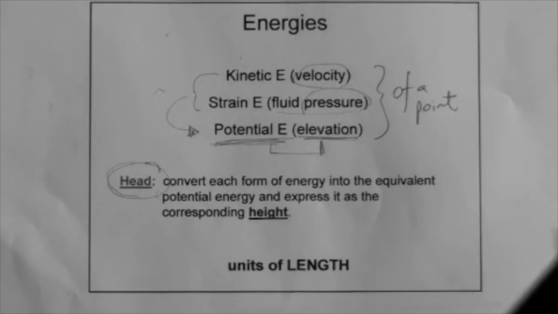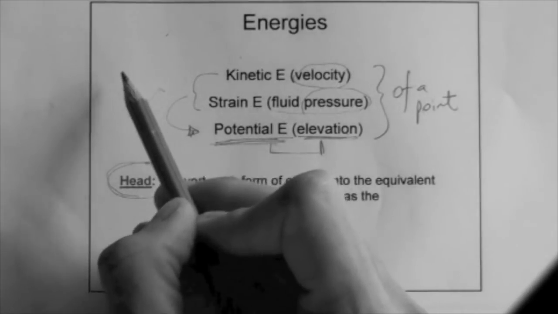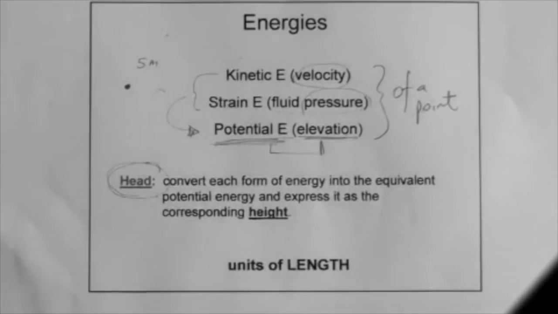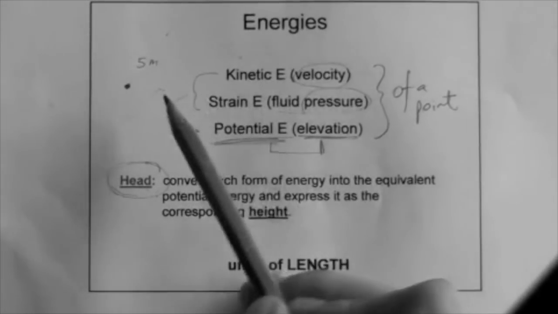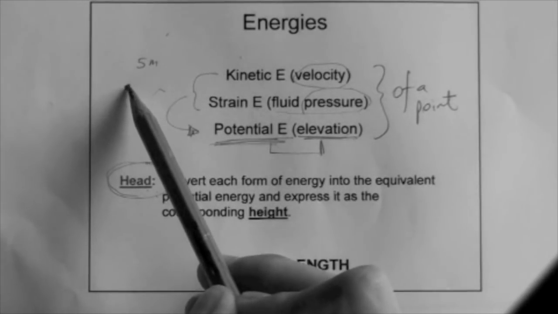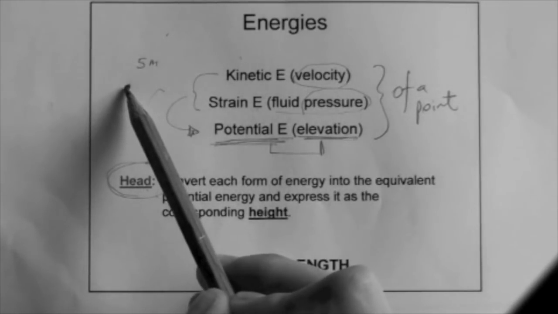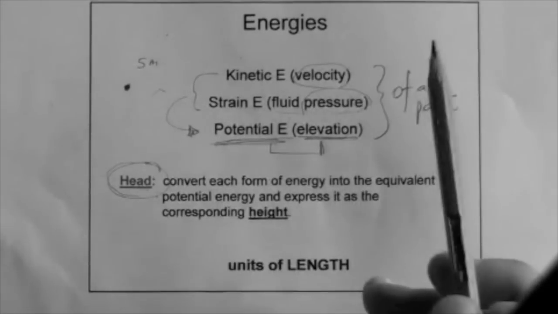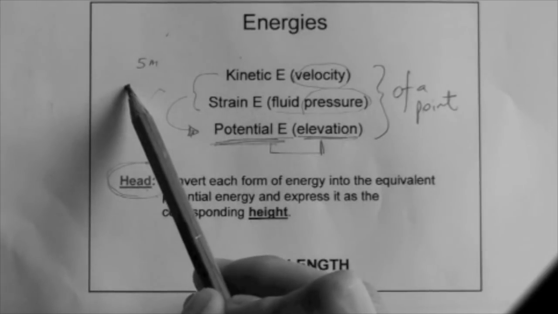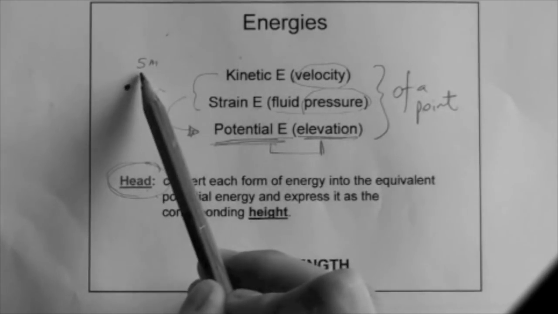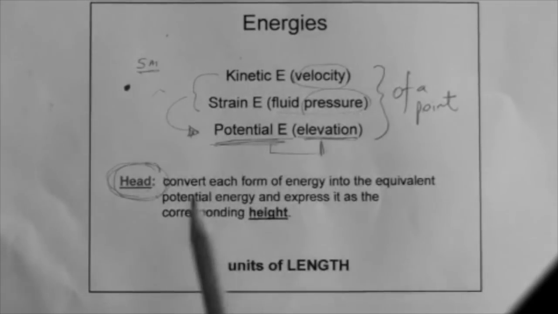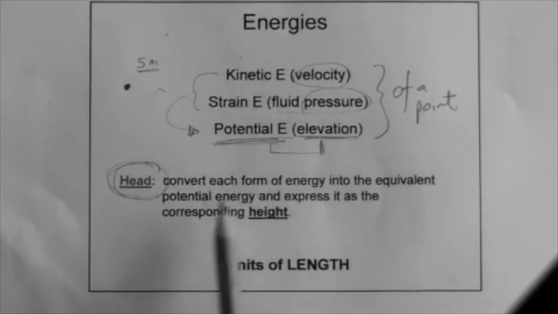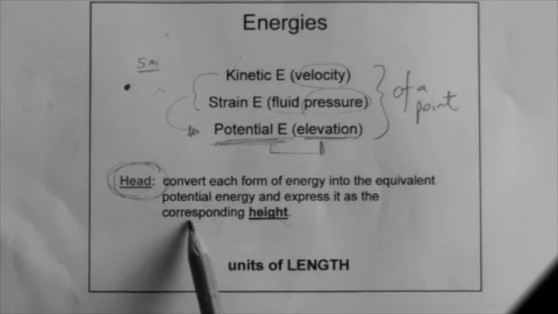So when we say there's a point here, what is the energy at that point? We may say something like 5 meters. That's the energy. What we mean is 5 meters of head. And what we mean is that any energy that point is storing can be described by these 5 meters of head.